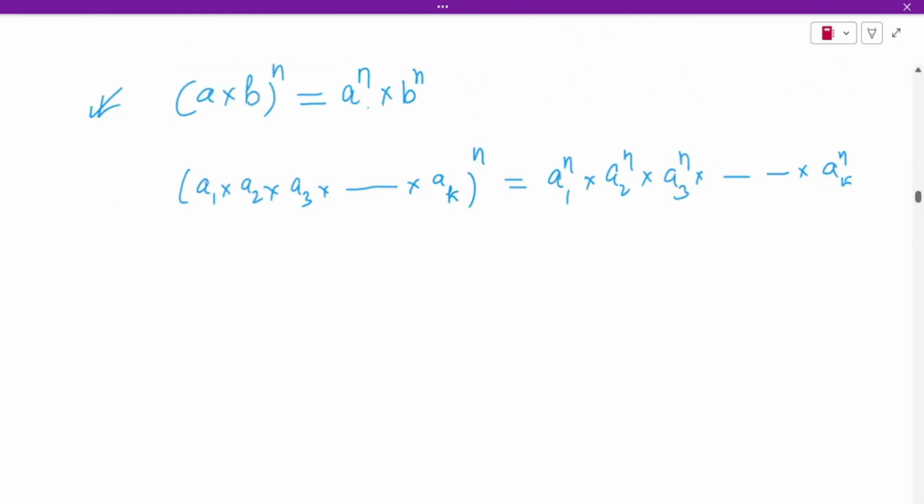After this, we have discussed one more law, that is the power of quotient: if we have any two numbers in division, a by b, having the same common power, then this power will distribute on both the numerator as well as the denominator, which is equal to a to power n upon b to the power n. So these are the laws of exponent we have already covered in part 1. So this was the quick recap. Let's just move to the problem solving.